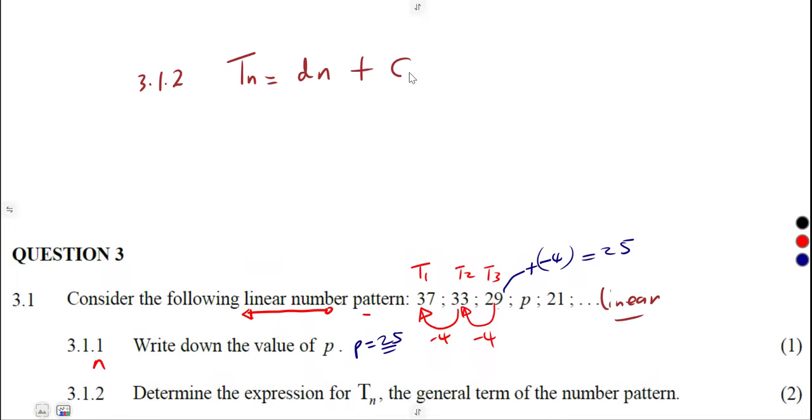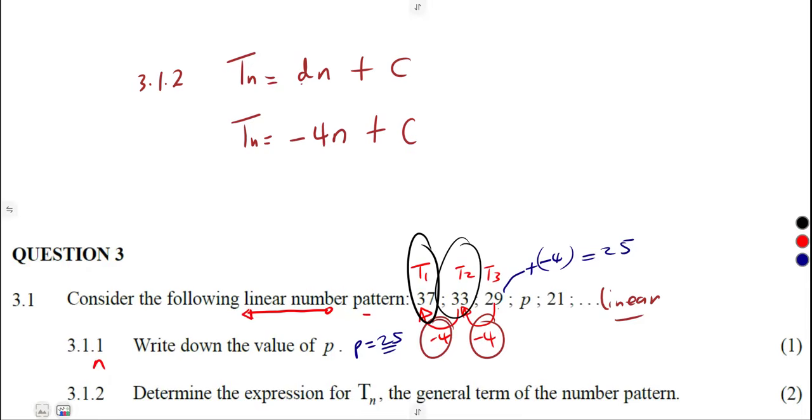Remember, we talked about Tn equal to dn plus c, where d is the constant difference, which we can already see we have on our expression. The number pattern that we're given, we already determined that, which is negative 4. So we've got negative 4n plus c. That's it. So you must substitute any corresponding term. Is it term 1, term 2, term 3? It's a choice. So let us use T1.